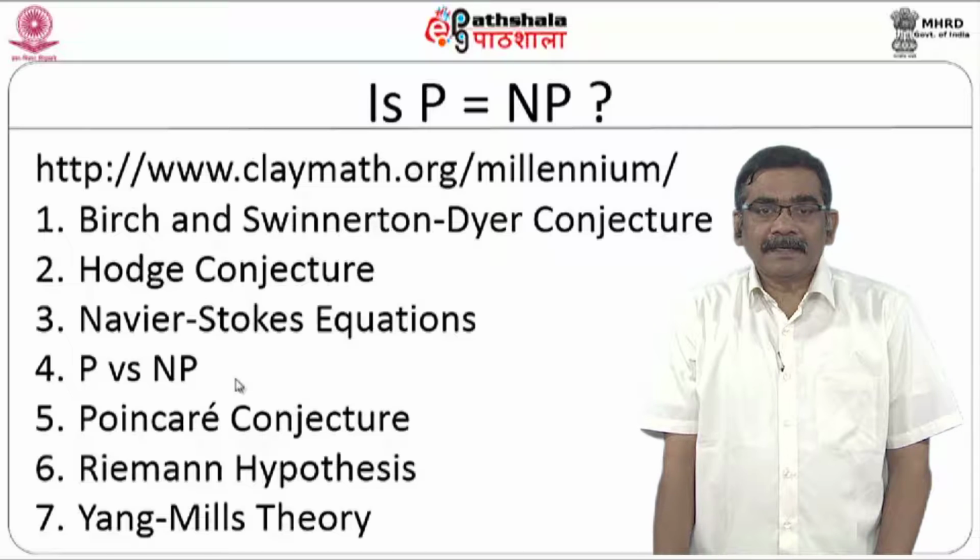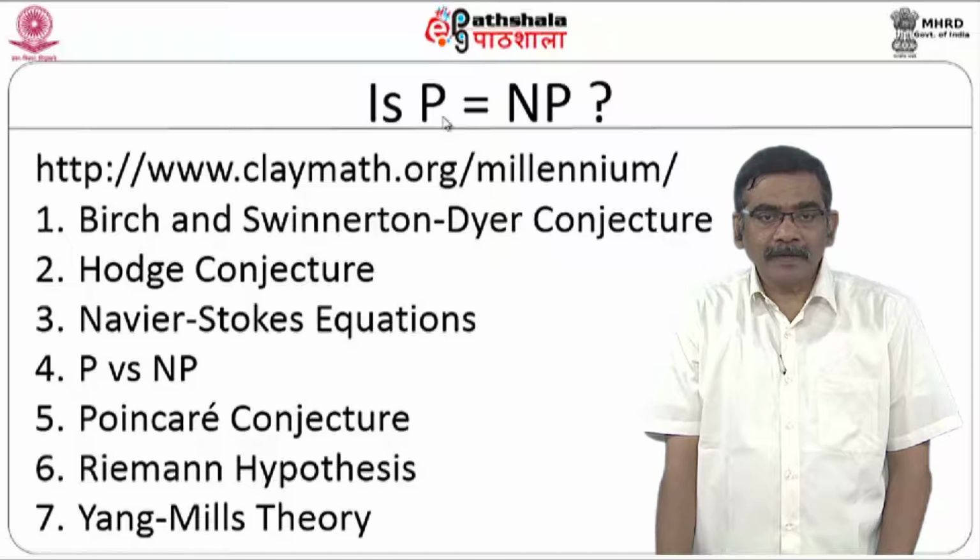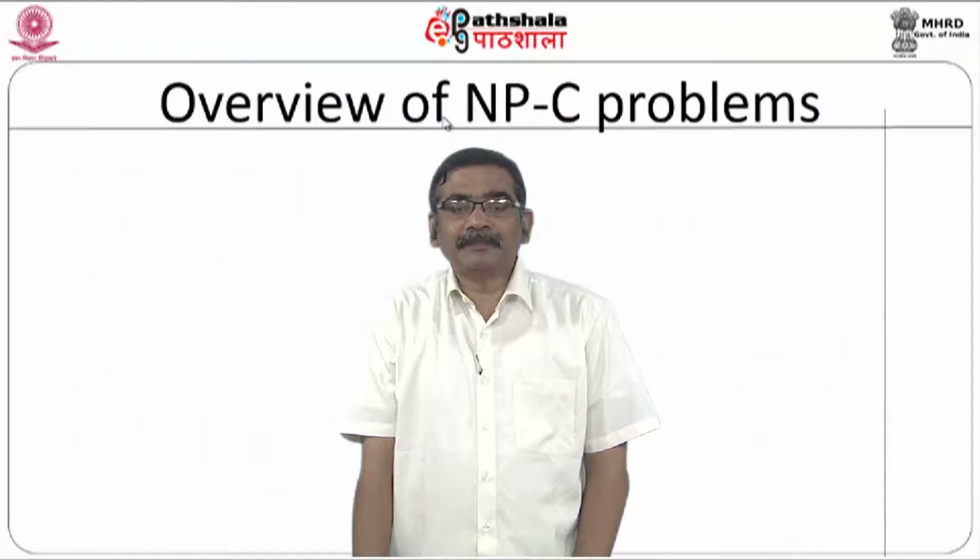In the last module we discussed that this is a $1 million problem. The Clay Math Institute has given a set of very difficult problems to solve, and you can see that one of the problems here is P versus NP. That means we have to say whether P is equal to NP or P is not equal to NP, and the solution of this would fetch $1 million. So, this shows that this proof is a little bit complicated.